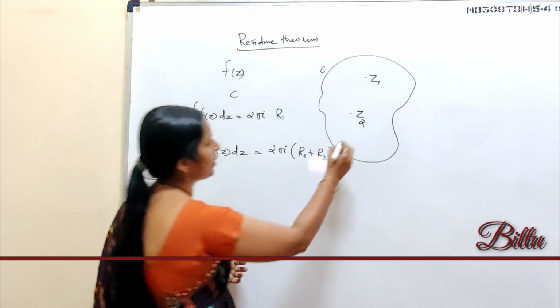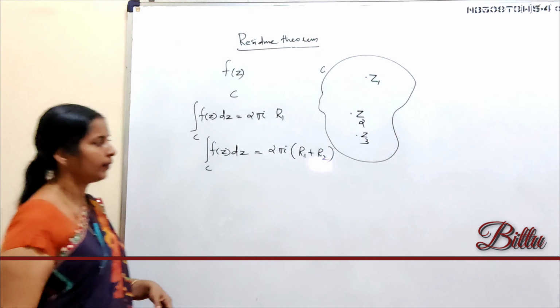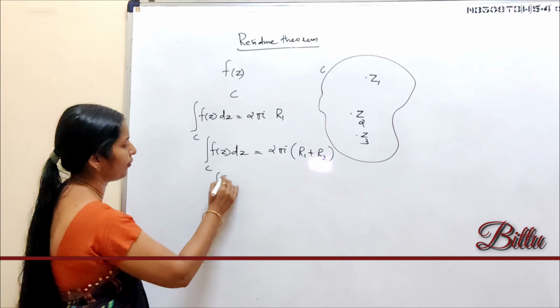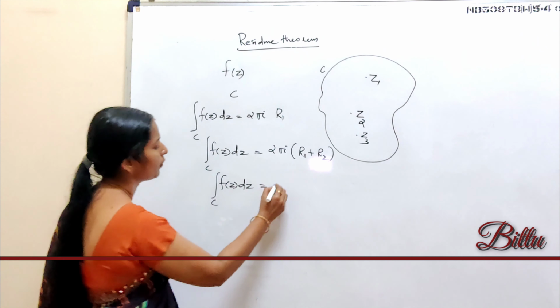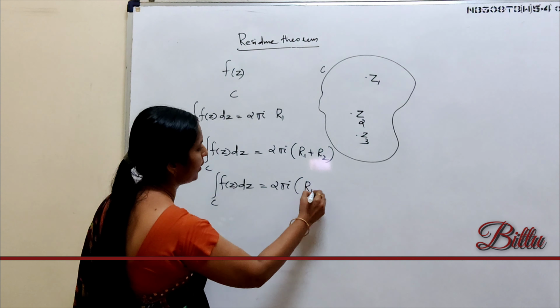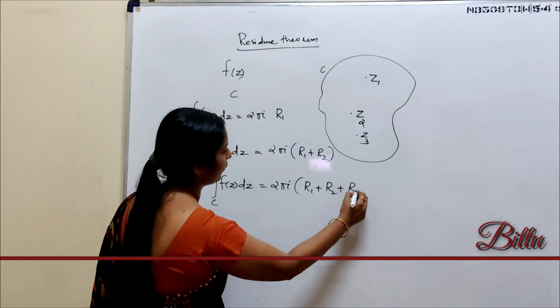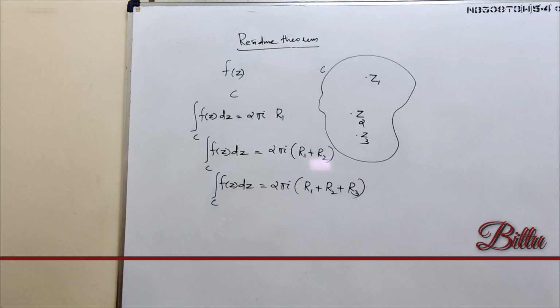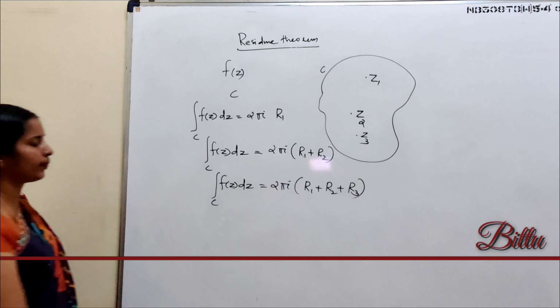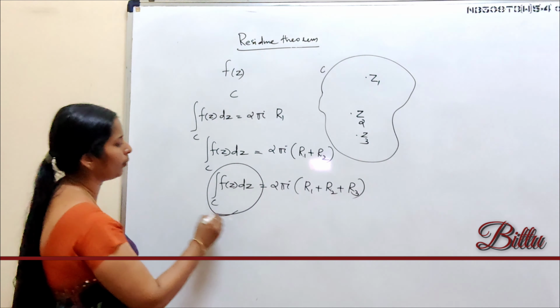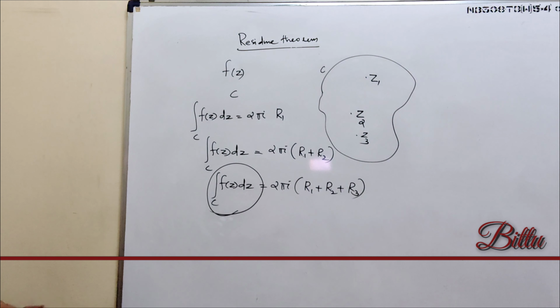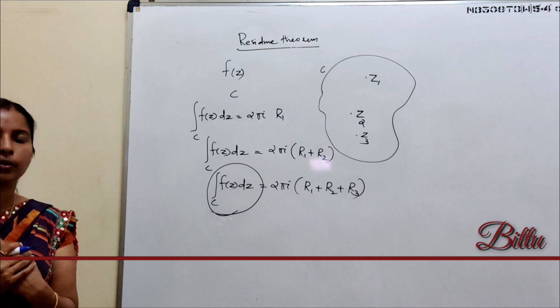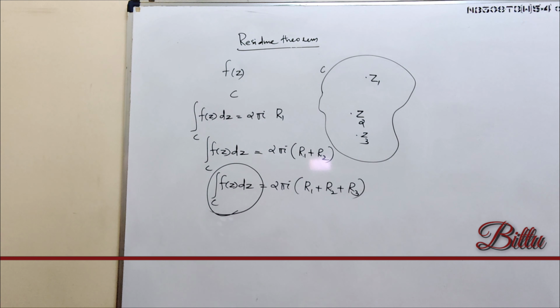If f(z) has three singularities within C, then integral over C f(z) dz is 2 pi i into R1 plus R2 plus R3, where R1, R2, R3 are the residues of f at z1, z2, z3. See, this is the residue theorem. By using the residue theorem, you can evaluate integral over C f(z) dz. By using this theorem, you can evaluate all contour integrals.